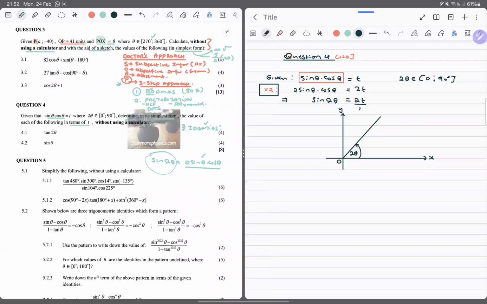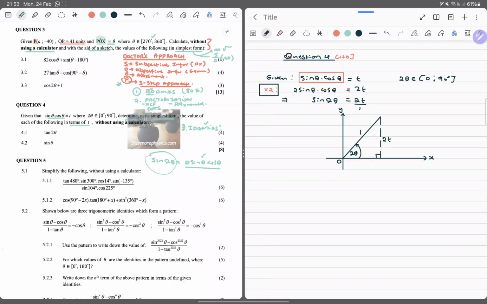Okay, so we anchor it onto the x-axis. Wow, not so straight. Okay. So this is what we have, guys. Obviously this is just not a part of what we were given. So now sine is opposite, so it means we've got 2t over hypotenuse.